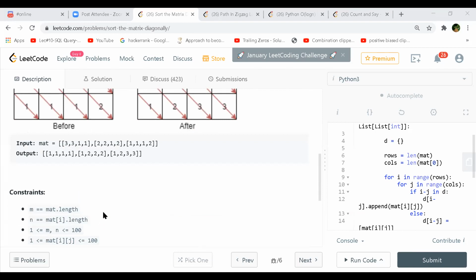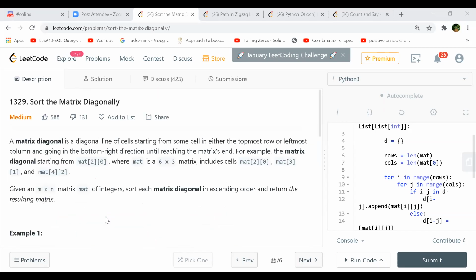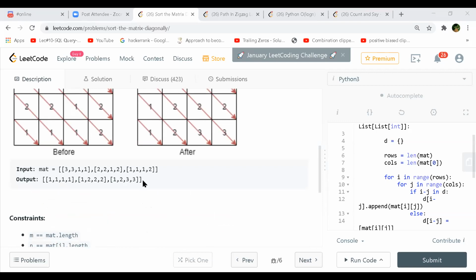And your constraints are that m represents your rows and n your columns, and the elements of the matrix, i j, will be between 1 to 100.